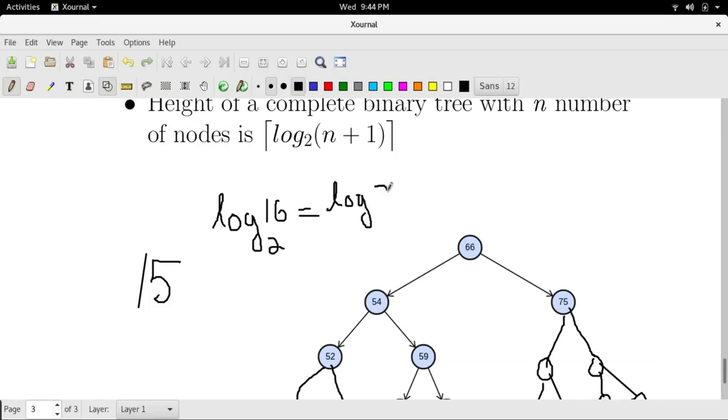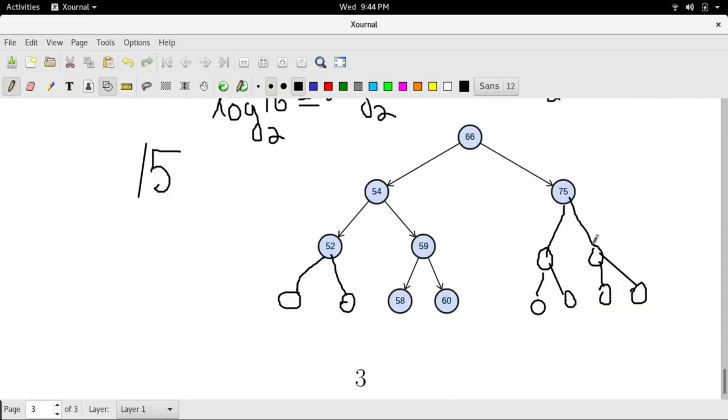Log 16 you can write it as log 2 raised to 4. This again you can write it as 4 log 2 the base 2. Log 2 the base 2 is 1, which means that 4. Or you can see that height of this tree is 4.